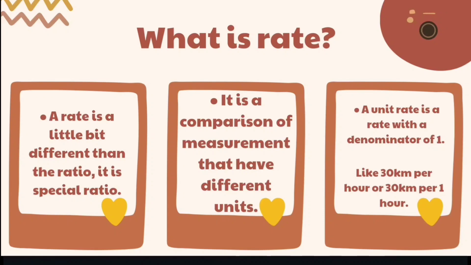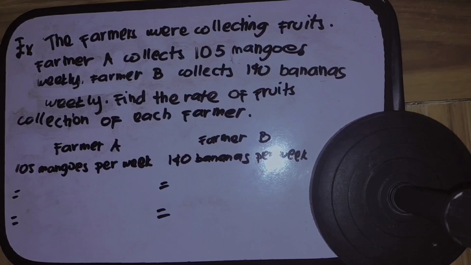So, let's have an example for you to better understand our lesson. For our first example, the farmers were collecting fruits. Farmer A collects 105 mangoes weekly. Farmer B collects 140 bananas weekly. Find the rate of fruit collection of each farmer. Farmer A, 105 mangoes per week.